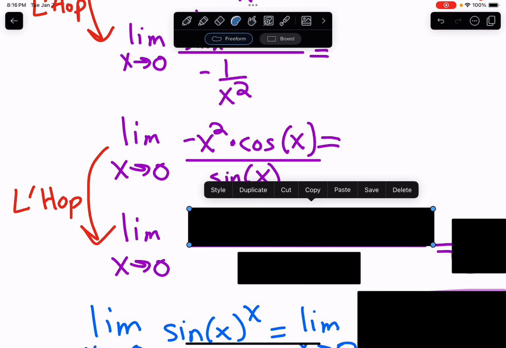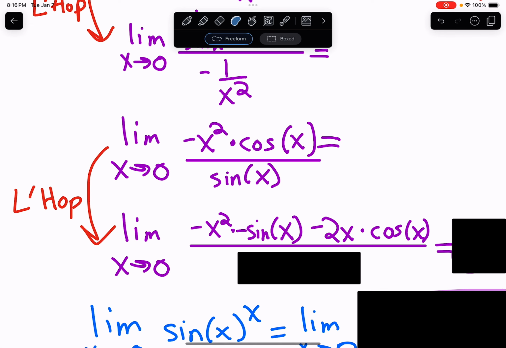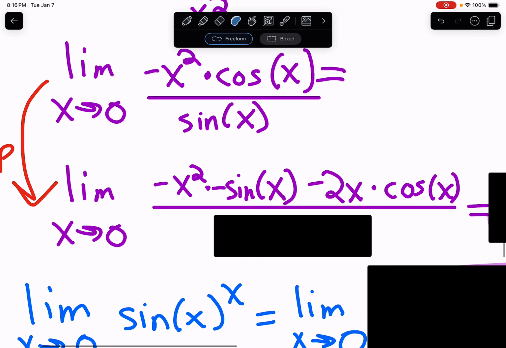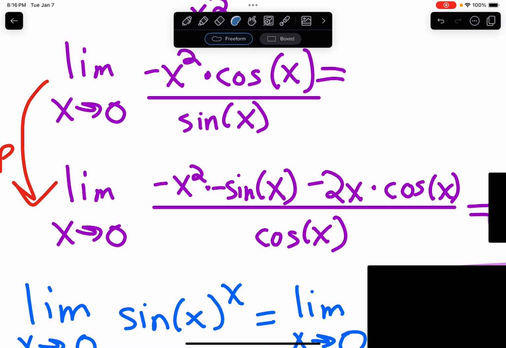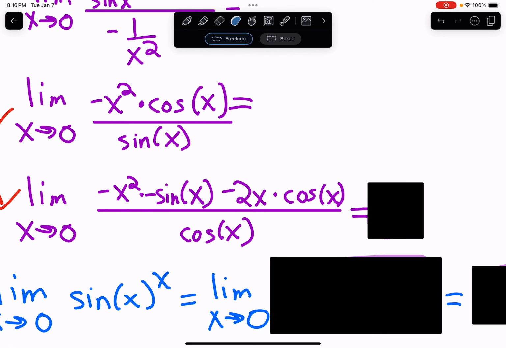And so for the numerator, I have to do the product rule. So negative x squared times the derivative of cosine, which is negative sine, plus the derivative of negative x squared, which is negative 2x. That's why there's no plus here, times cosine. And for the bottom, it's just the derivative of sine, which is cosine. Okay, can I plug 0 into this? Yes, we can. This whole thing is 0. This whole thing is 0. This is 1. And so we do all of this, and we get 0 over 1, which is 0.